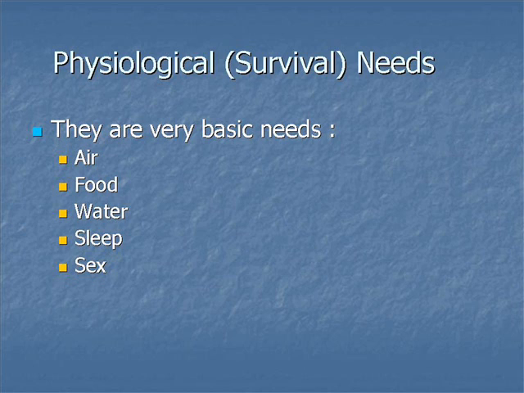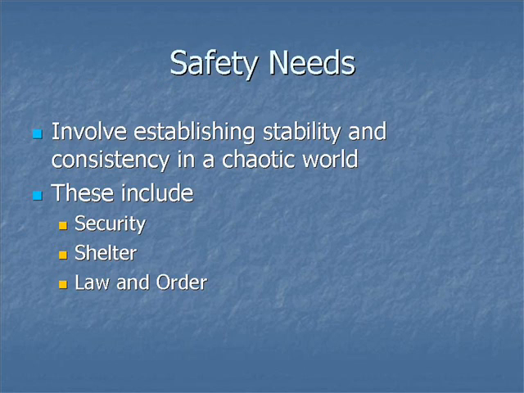The physiological or survival needs are our basic needs to survive. They include air, food, water, sleep, and sex. When we move beyond our physiological needs, we reach our need for safety. This involves the need for establishing stability and consistency in a chaotic world. These needs include a need for security, a need for shelter, and a need for law and order.